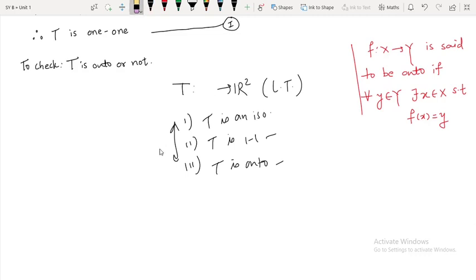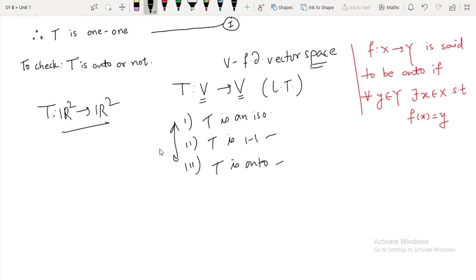Actually, in the theorem it was V to V, and this V is a finite dimensional vector space. So domain and codomain should be the same, note that. And here our domain is also R2 and codomain is also R2. This is already a linear transformation, and just now we have proved that T is 1-1, so therefore we can directly say that T is an isomorphism. But we are going to use this method to show T is onto.